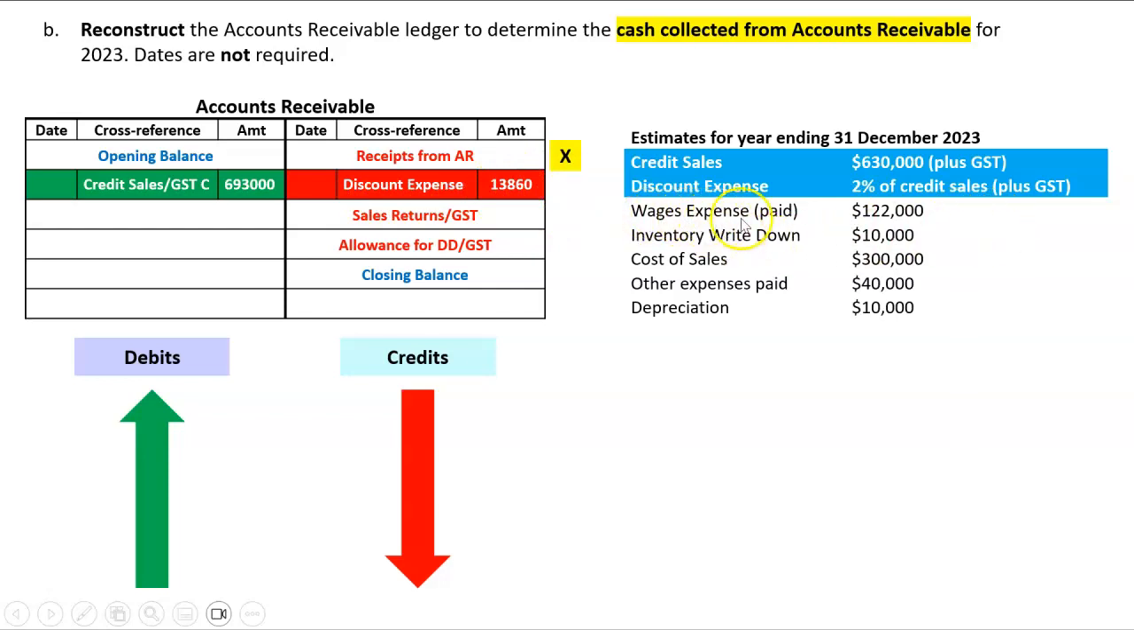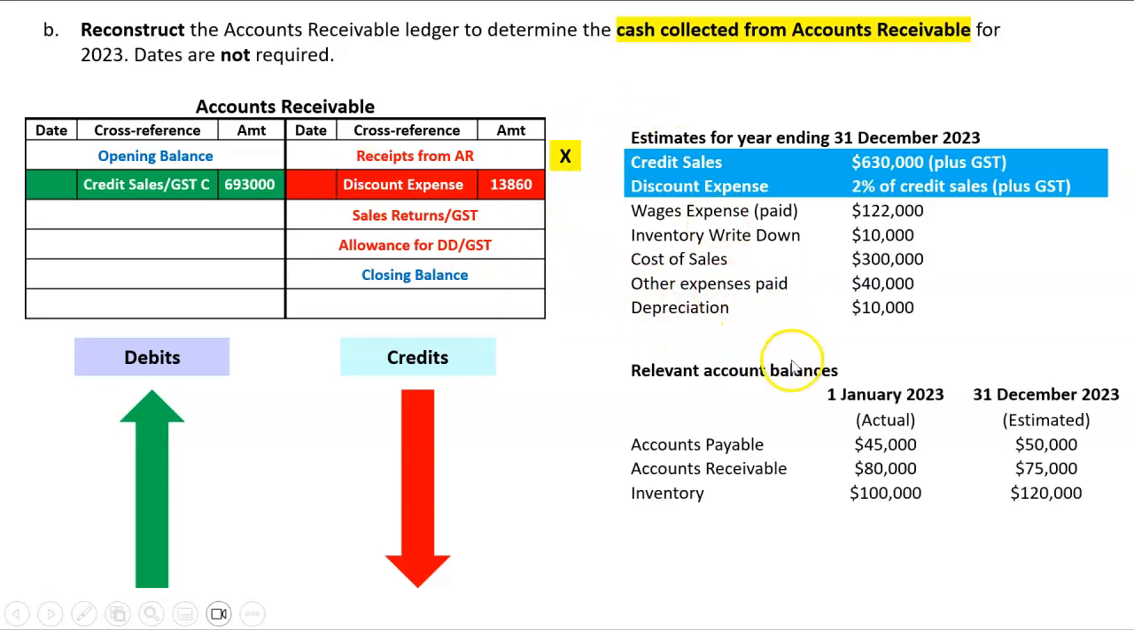Next thing is we're expecting some wages paid. That doesn't go in this ledger. Inventory write down doesn't go in there either. Cost of sales, no. The sales go in here, but not the cost of sales. They go in inventory, which we've already done in the previous question. Other expenses paid, no. It doesn't say what they are, so we can't put in something that we have absolutely no information for. And then we've got depreciation, which doesn't go in here. So we're done with all that info.